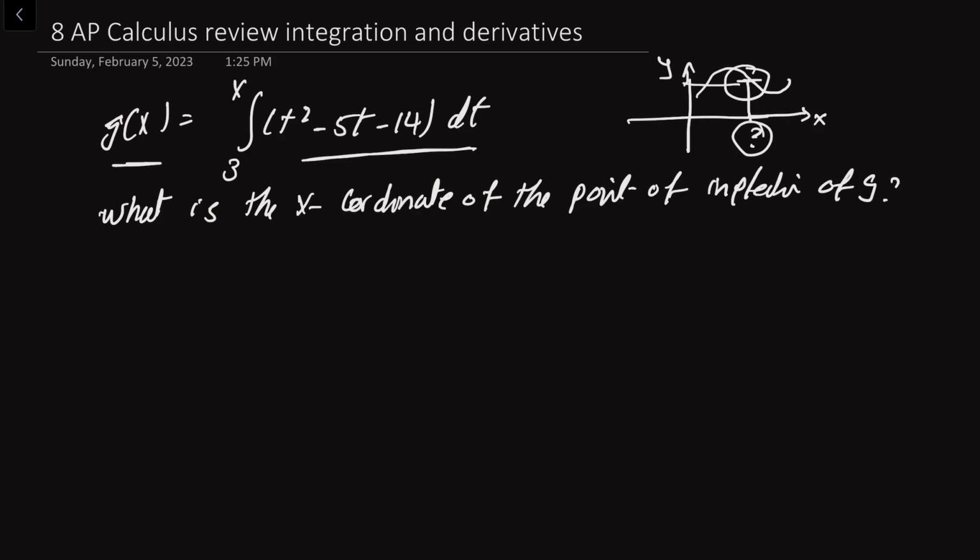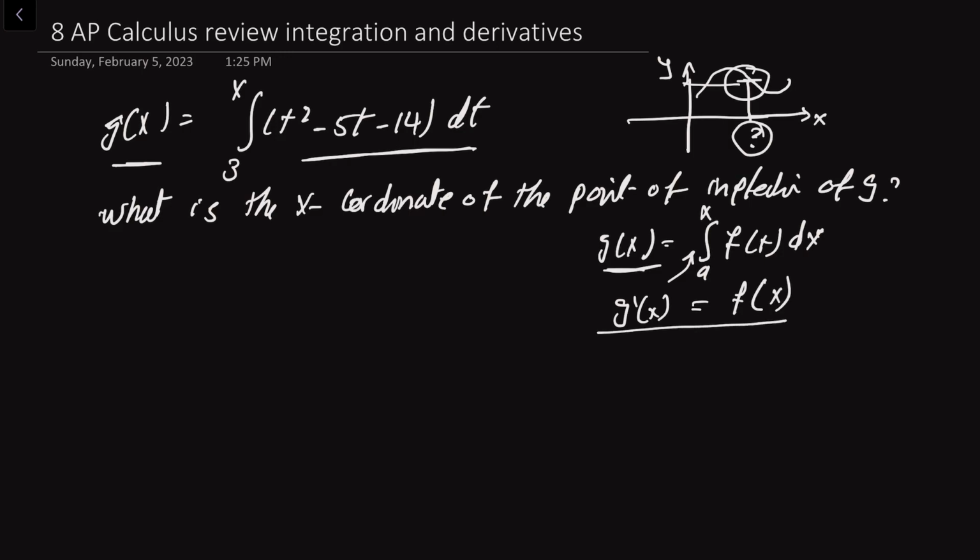But first we have to just remember some rules. So when we have g of x equal to the integral from a to x of f of t dt, if we take the derivative of this, that will basically cancel out the integration. So it's going to be equal to f of x. All right, so that's the first rule.